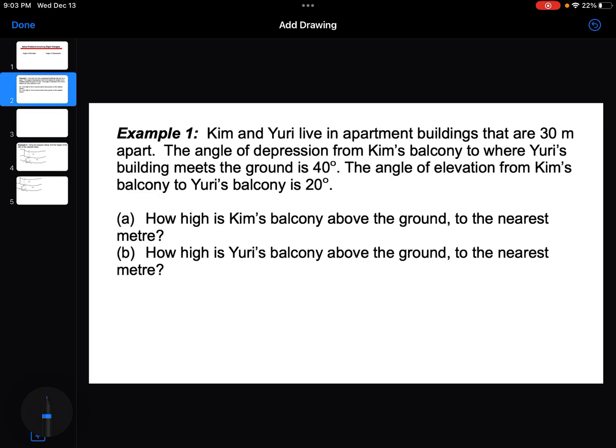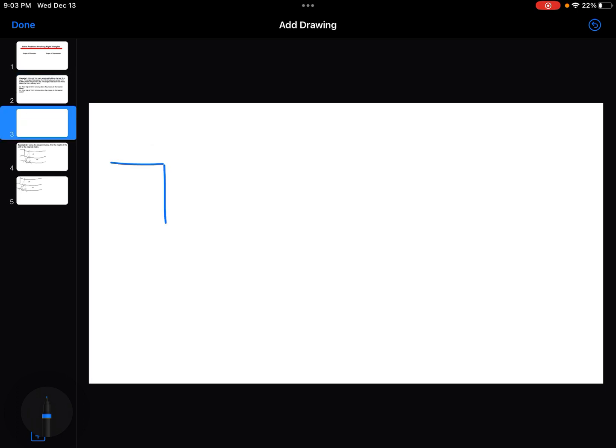So if we were doing a question like this, diagrams are so important. So I'm going to make my diagram nice and big. We've got building 1. So who was in building 1, the shorter building? This was Kim's building. Kim is in the smaller building because she has an angle of elevation up to Yuri's balcony. So this is Kim's building. We know that the buildings are some distance apart, and there's Yuri's building.